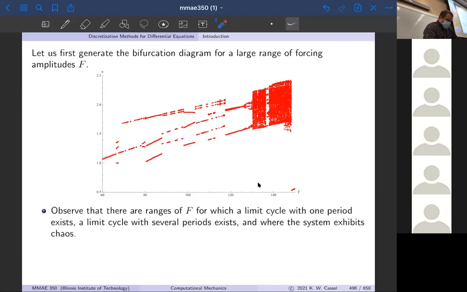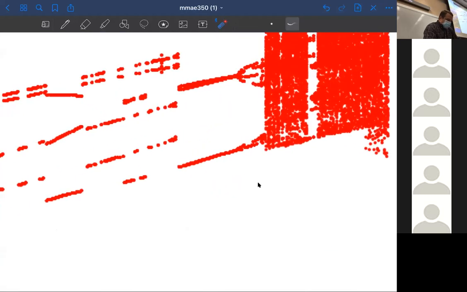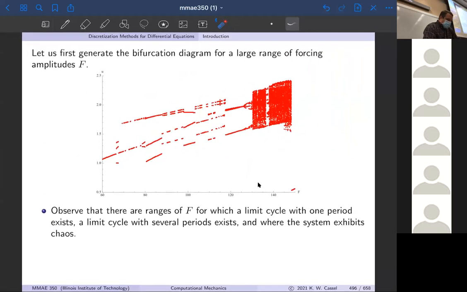For this value of F, it looks like there might be three. If I zoom in, there's actually more. It's actually four, two here and two here. If I pick this F, which I'll show you in a moment, I'll zoom in on this region, you'll see there's a whole bunch. But then it kind of cleans up. As I increase F, it goes from multiple solutions here, 4 to 8 to 16, 32. That's the period doubling I was talking about.